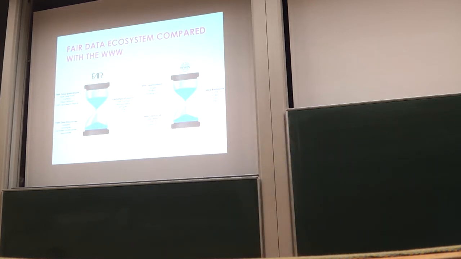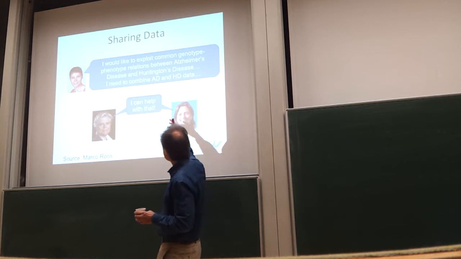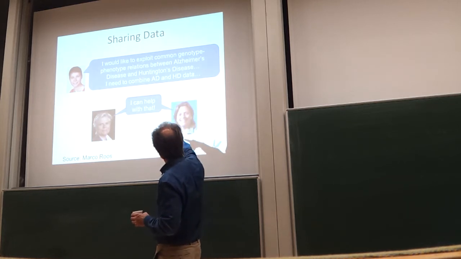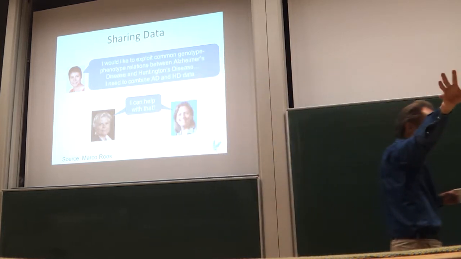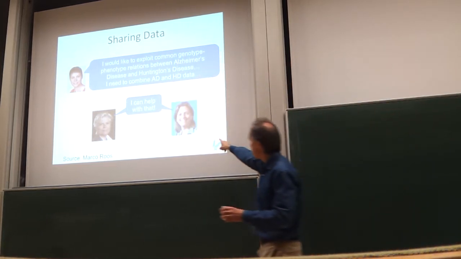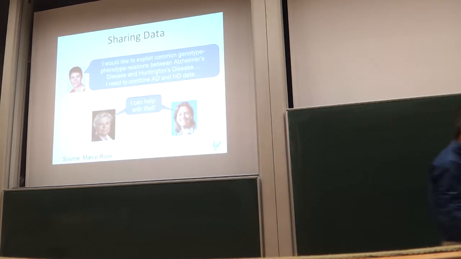So what do you normally have? And this is just an easy sort of example. What can help? Here is a question. I need to combine Alzheimer's disease and Huntington disease data, devastating neurological diseases. And here are the database owners. They say, yeah, we're very helpful people. Well, of course, you'll get our data. That's a good start. So there we go.